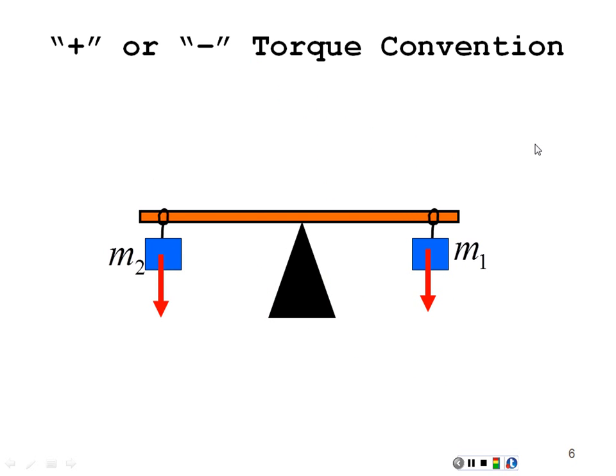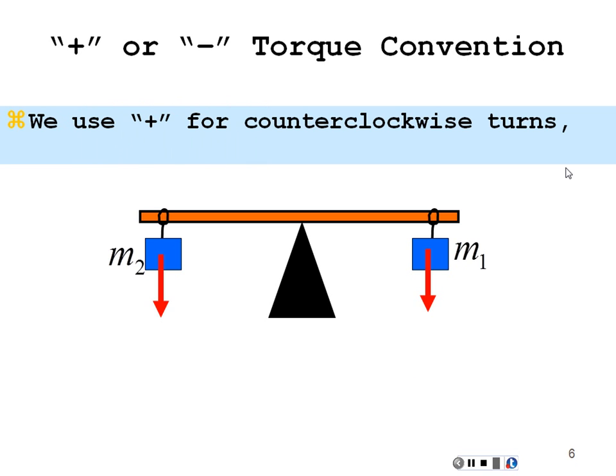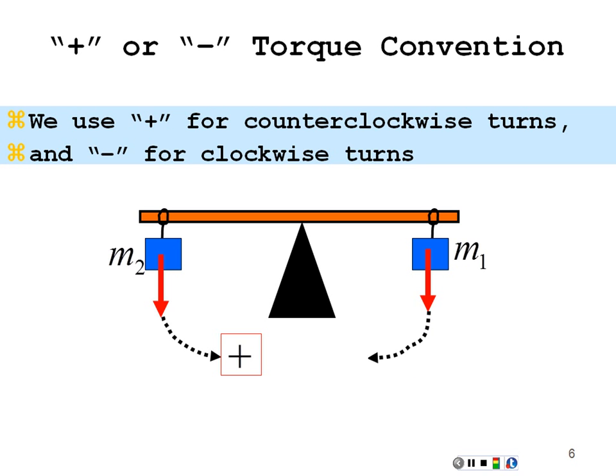So we actually have a sign convention for torques. We use positive torques for counterclockwise rotations. That means you're going in the positive z direction outward here. And we use negative for clockwise rotations as you're going in the negative z direction into the page. So counterclockwise is positive, clockwise is negative, according to the right-hand rule for the rotations.